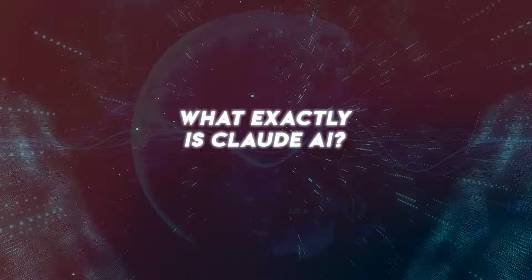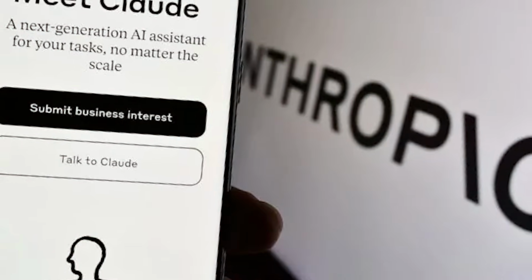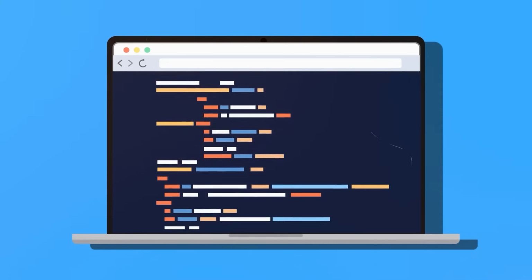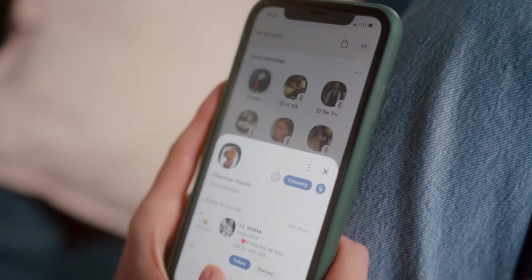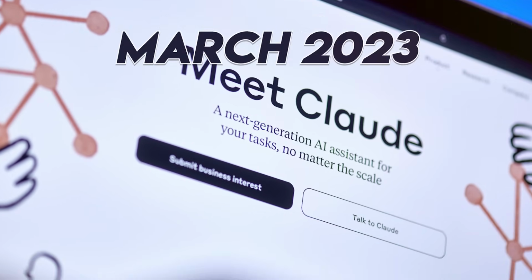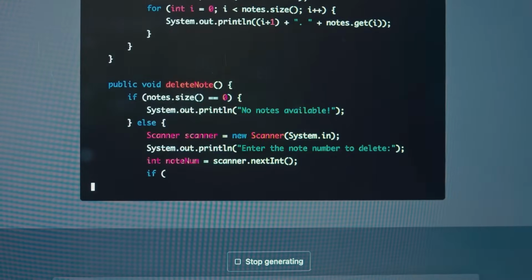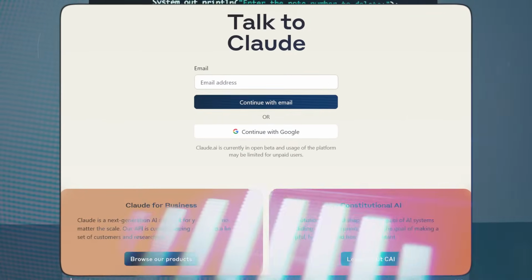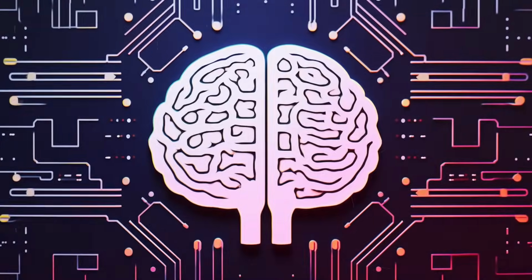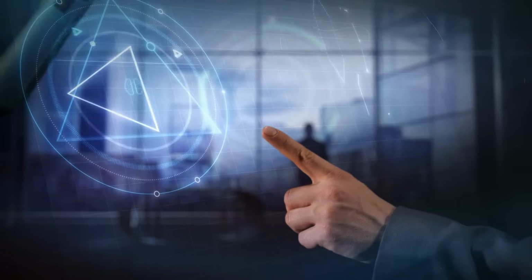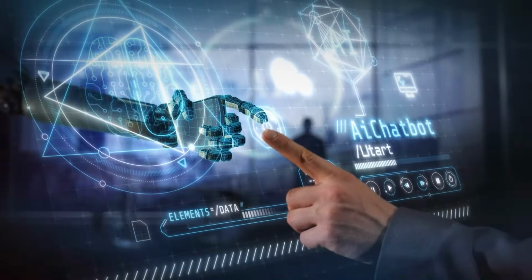Let's find out. What exactly is Claude AI? Anthropic developed Claude, an AI chatbot designed to mimic human conversation and generate text-based content. The initial version, powered by LLM Claude 1.3, was launched in March 2023. By May of the same year, Claude's content capacity increased from 9,000 tokens to 100,000 tokens. Subsequently, in July, Anthropic introduced Claude 2, an upgraded version equipped with a larger and more powerful LLM.